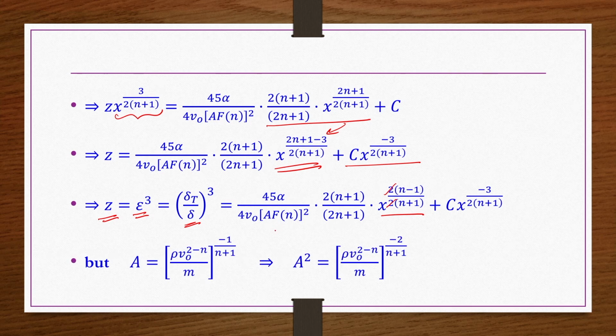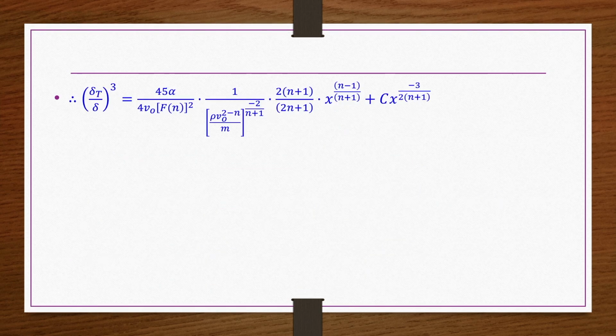So, in this equation, just recapitulating, this a is nothing but this one, so a square would be this one. Why? Because we will be substituting all these things and then writing the terms again in terms of the Reynolds number or Prandtl number or both. For that reason, we are now going to substitute this a here. So, this a square I have written as rho v naught power 2 minus n by m whole power minus 1 by n plus 1 whole square. So, power minus 2 by n plus 1 is there, and all other terms are as they are.